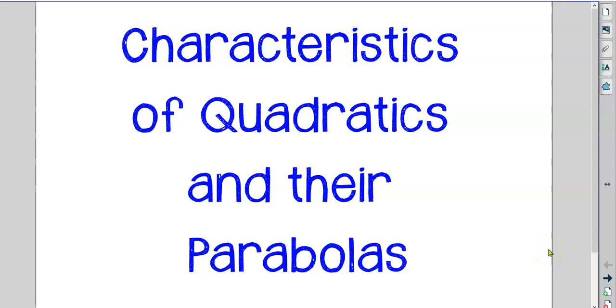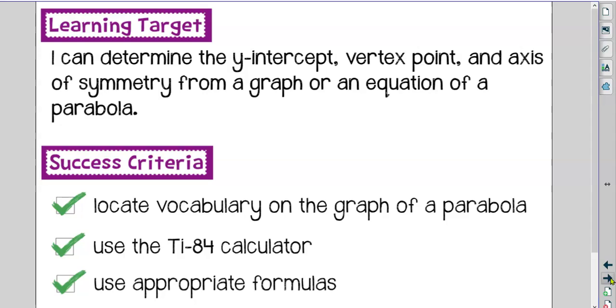In this tutorial, you'll learn about specific characteristics of quadratic functions and points along their parabolas. So let's get started. For this lesson, you'll be able to determine the y-intercept, the vertex point, the axis of symmetry from a graph, or from an equation.